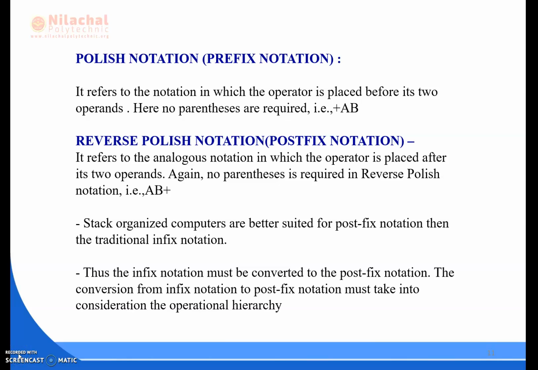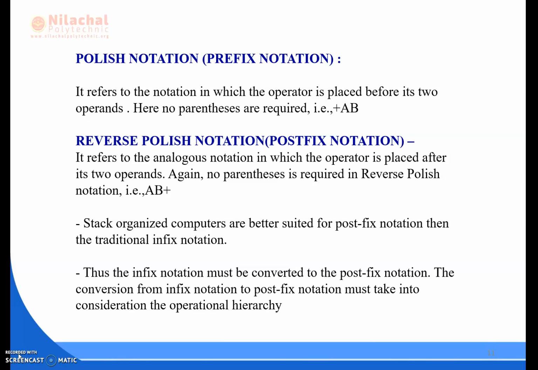Hello students, in our previous slide we have discussed the infix notation. In today's slide we will be discussing the Polish notation or prefix notation. The prefix notation refers to the notation in which the operator is placed before its two operands.